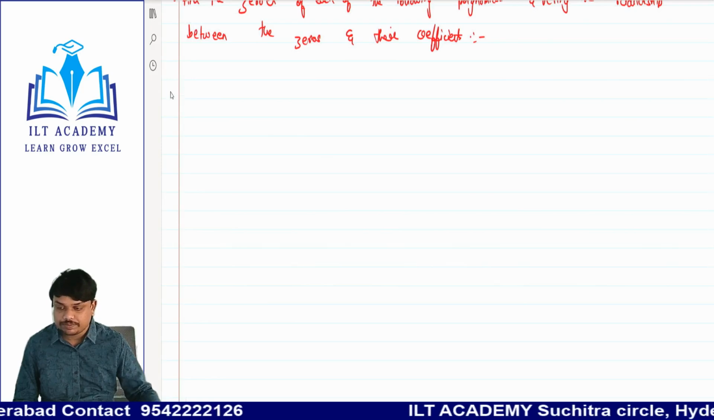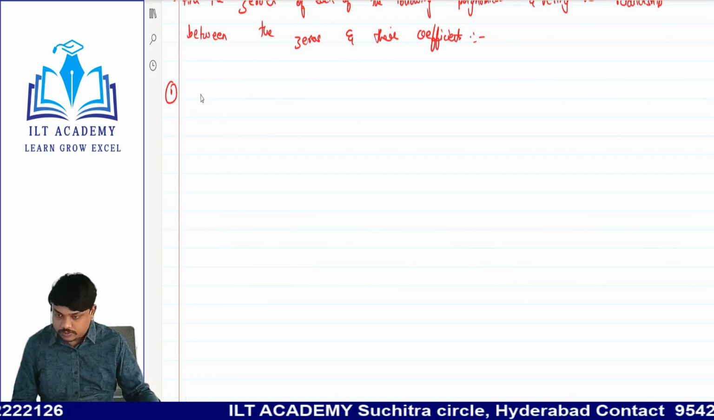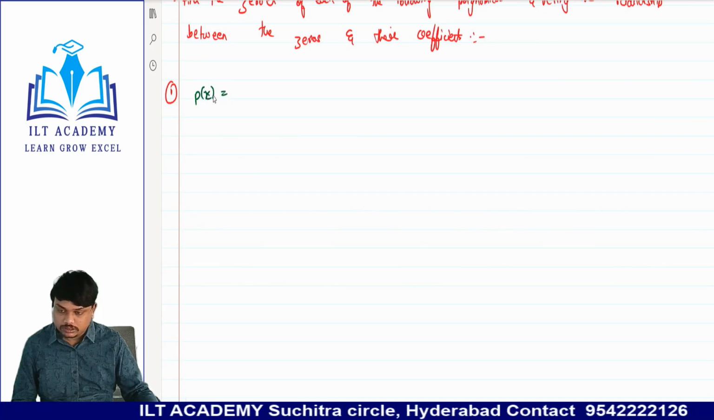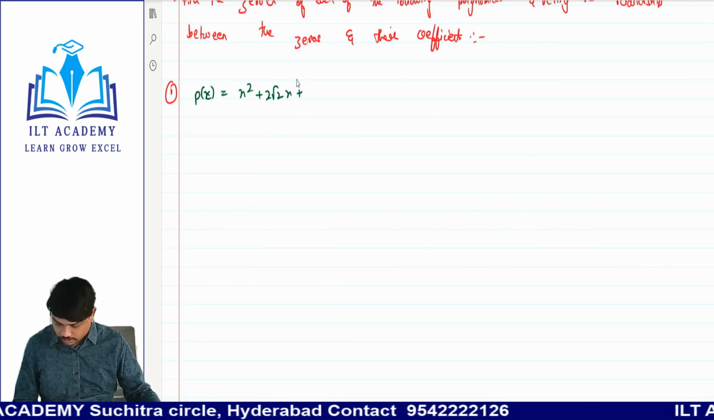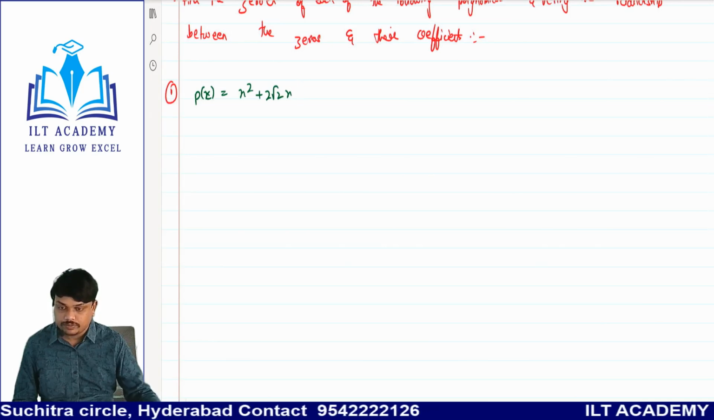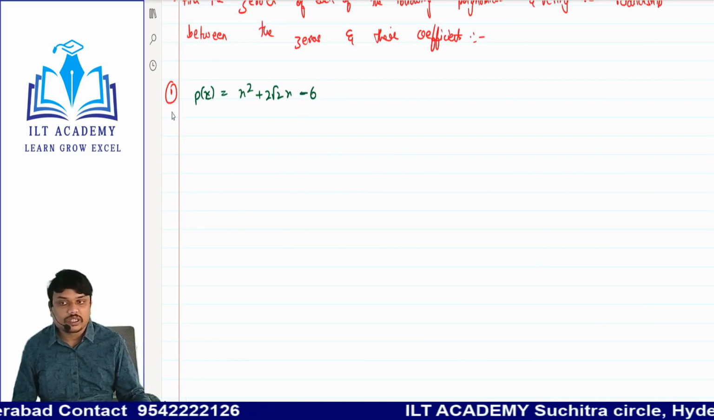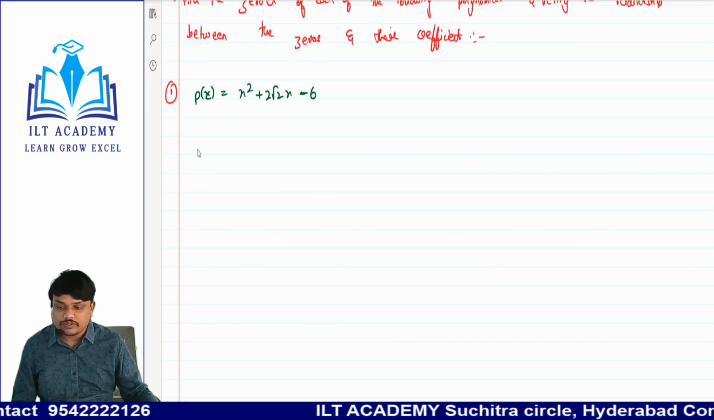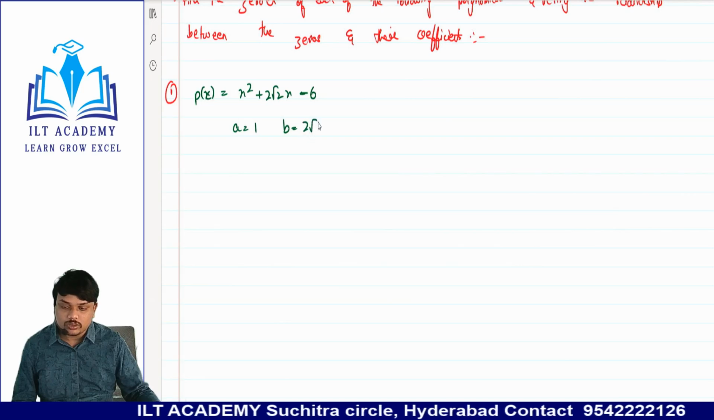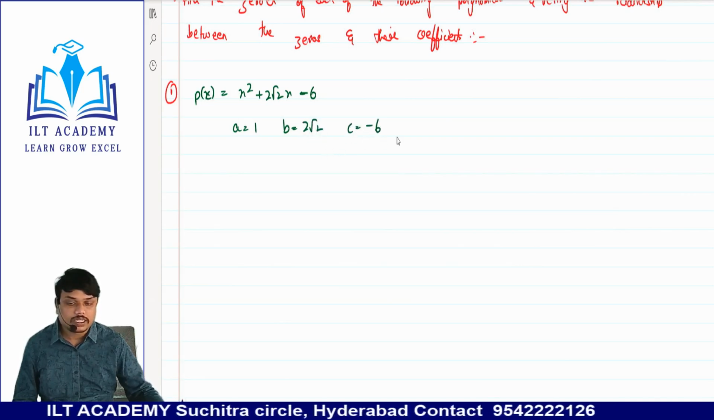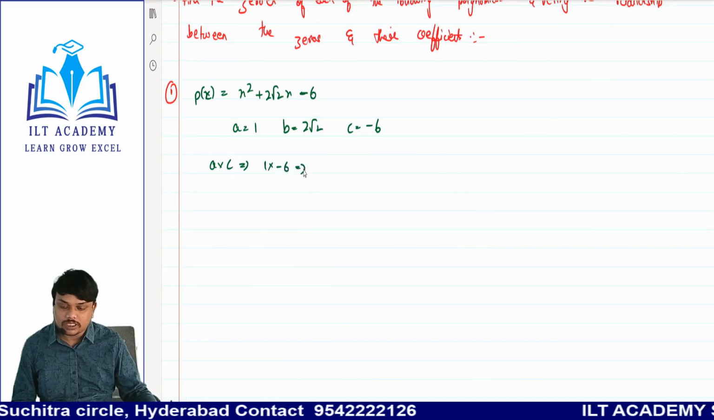Now how to find the zeros? First let us write the question: x square plus 2 root 2x minus 6. Basically we will follow the same steps. a is equal to 1, b is equal to 2 root 2, c is equal to minus 6. What is the basic step? First one is a into c, which is 1 into minus 6, which is equal to minus 6.